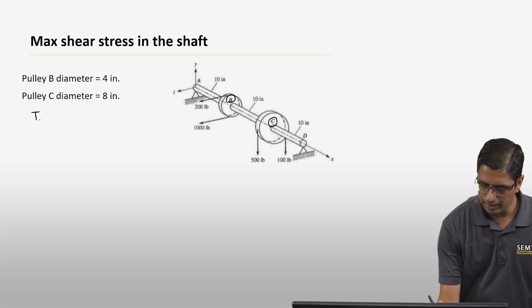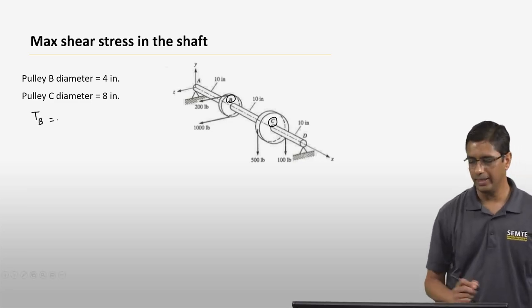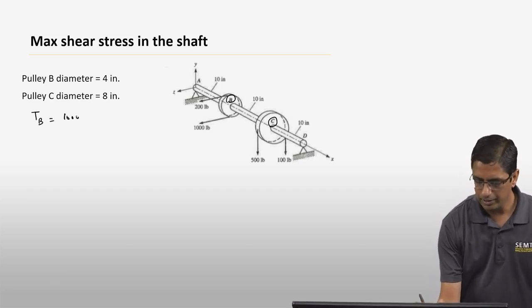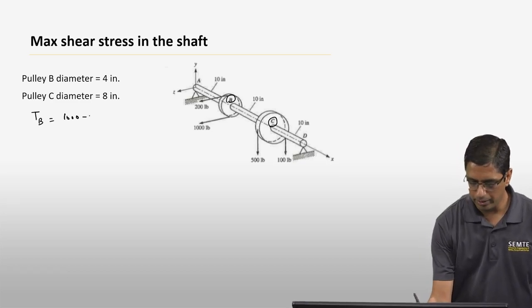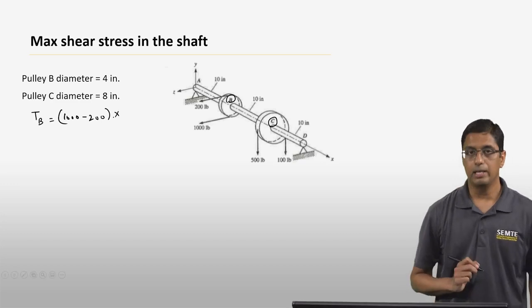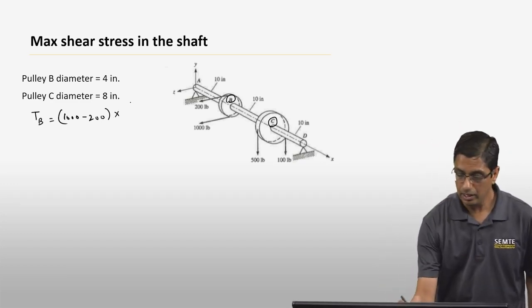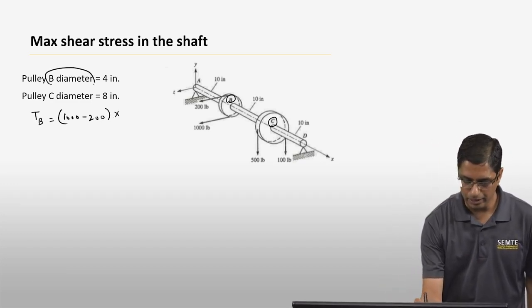So the external torque at pulley B is going to be nothing but 1000, which is the force on one side, minus 200, which is the force on the other side, times the radius of the pulley. Okay, so the pulley B diameter is 4 inches.